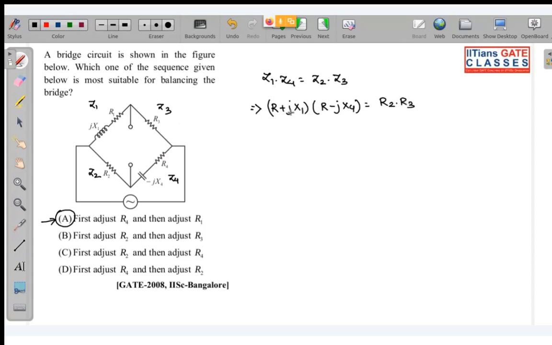Now if we open this, this was R1 and this was R4. So this will be R1 into R4 plus X1 X4, and over here plus j into, this will be X1 R4 and from here it will be minus X4 R1, is equal to R2 into R3. So this much we are getting.